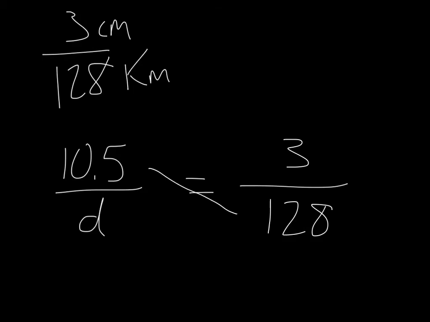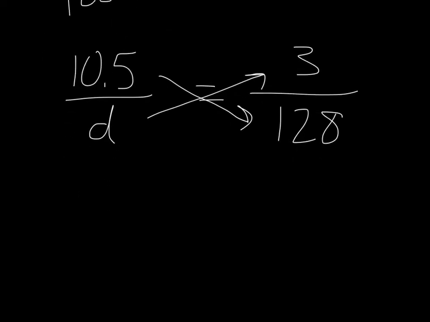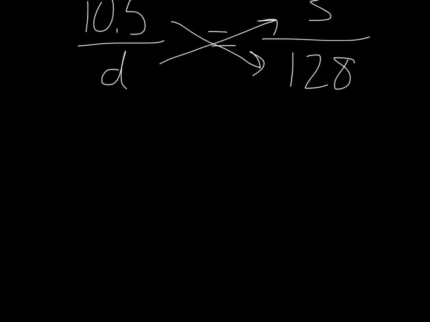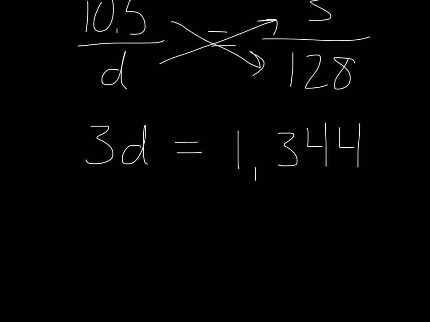Again, we must cross multiply and then set up an equation when we cross multiply. It will not slide down. Oh, there we go. So when we cross multiply, we get 3d equals, well, 10.5 times 128, which is 1,344.